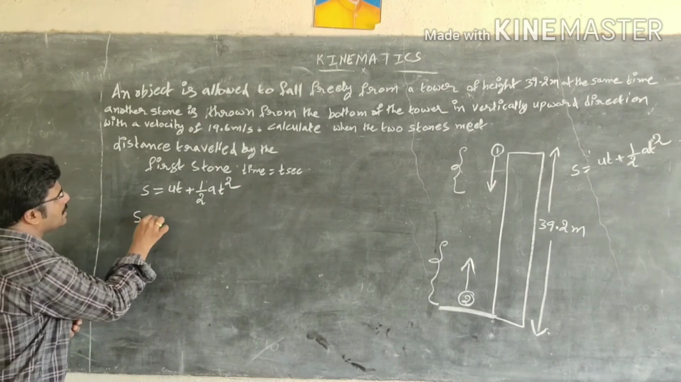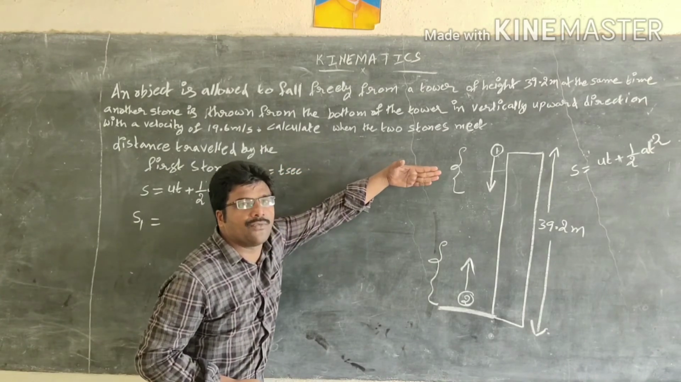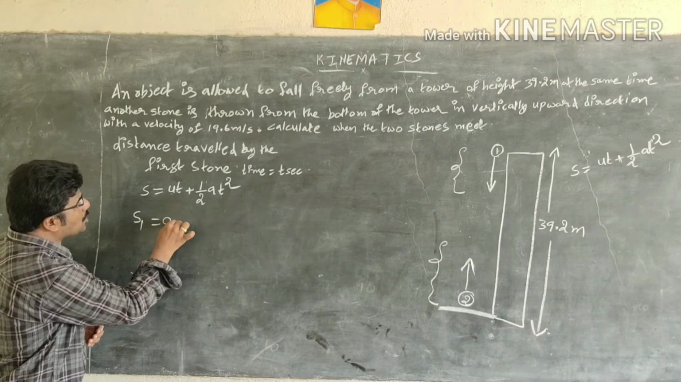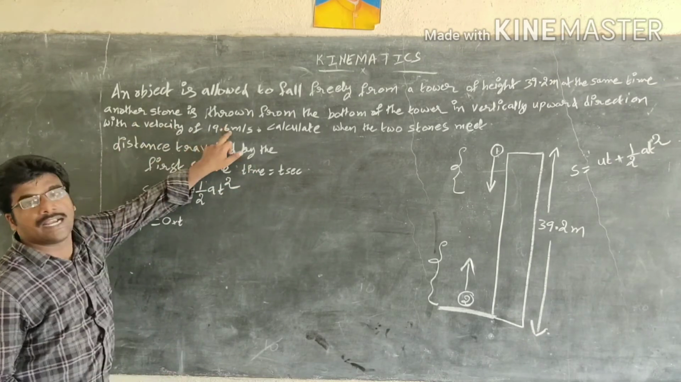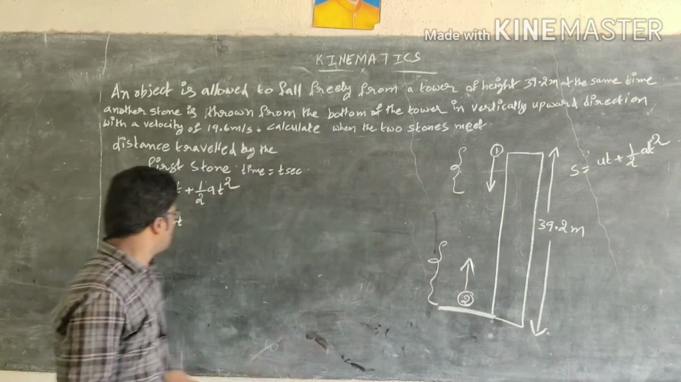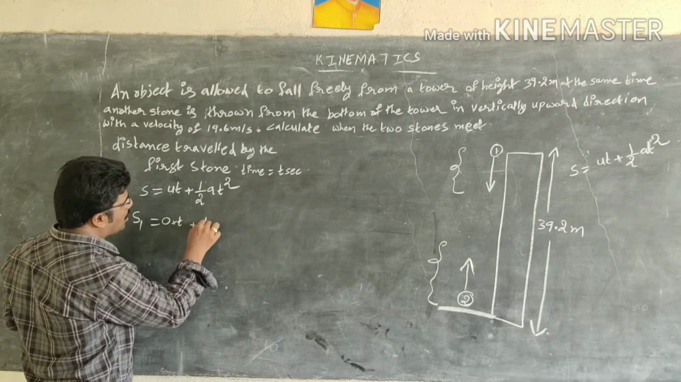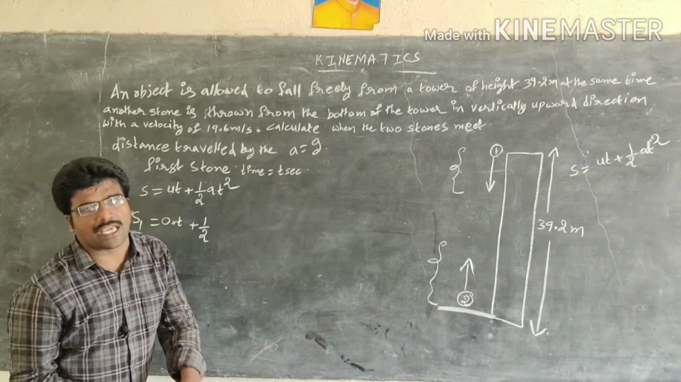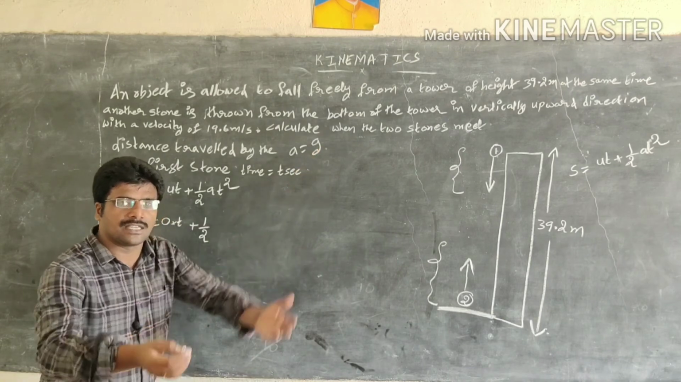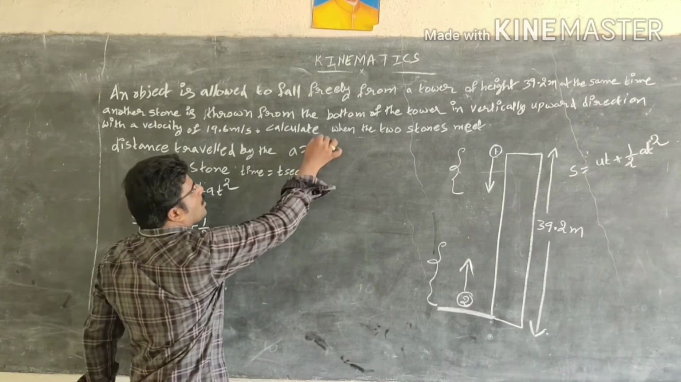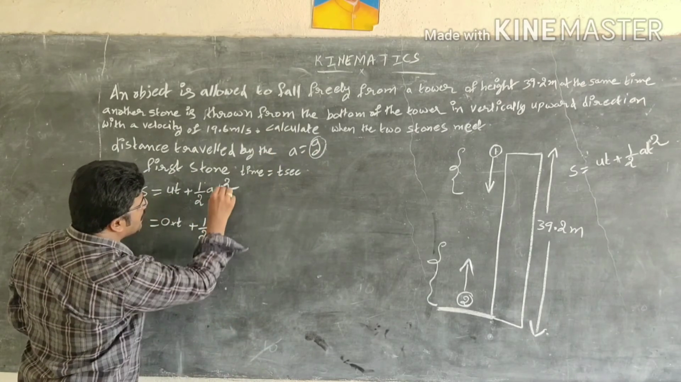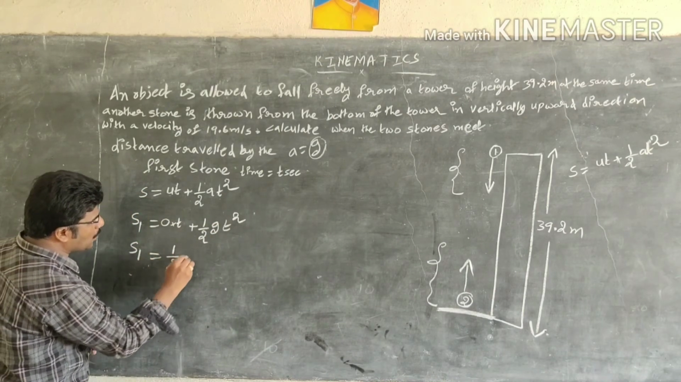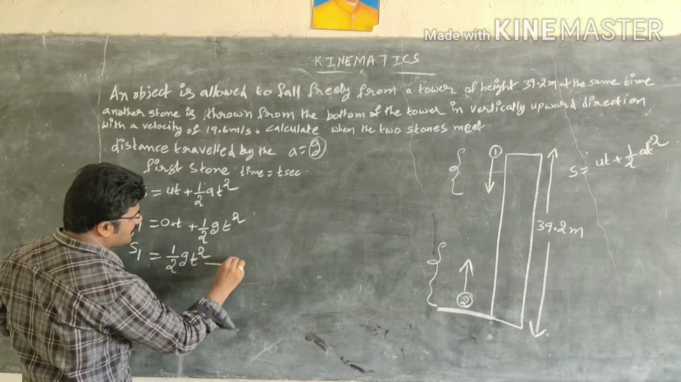Let it be S1 equal to u. It is falling freely. When it is falling freely, the velocity should be taken as 0. So 0. We should not take 19.6, it is the velocity of the second body, not the first body. So 0 into t plus half into a, as it is freely falling, we can take a equal to g. In the last class we have discussed, we can take g as 10 meter per second square, but for now we are just going to take g. The time is t, so t square. So S1 equal to half into g into t square. Let us consider this is equation 1.